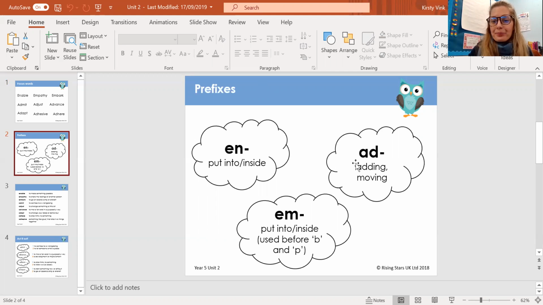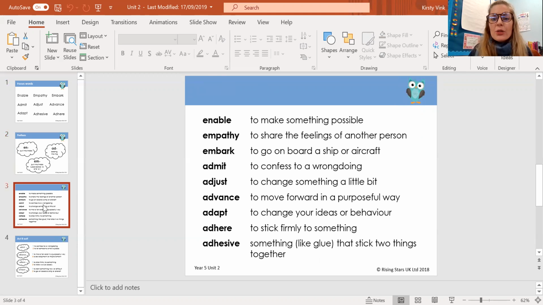Okay, it could be EN, or it could be AD. AD simply means to, and adding or moving, like addition. And EM means to put into or inside, and it's often used before the B or the P. So we're going to look at some of those words today, starting with these prefixes, EN, AD, and EM. These prefixes give us a bit of a clue for the word itself. Right, so we're going to look at these 9 words together and their meanings.